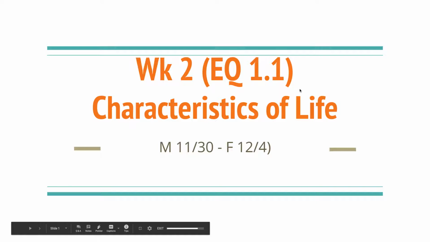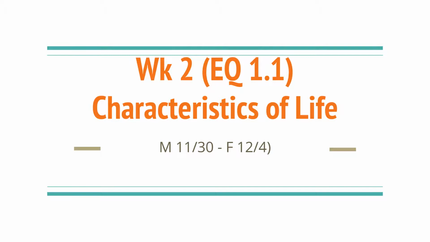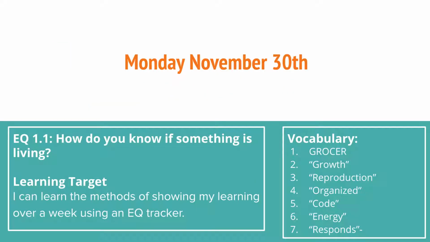All right, today is Monday, November 30th, and we are starting week 2 talking about the characteristics of life. So, our essential question for this week is how do you know if something is living? Our learning target: I can learn the methods of showing my learning over a week using an EQ tracker.